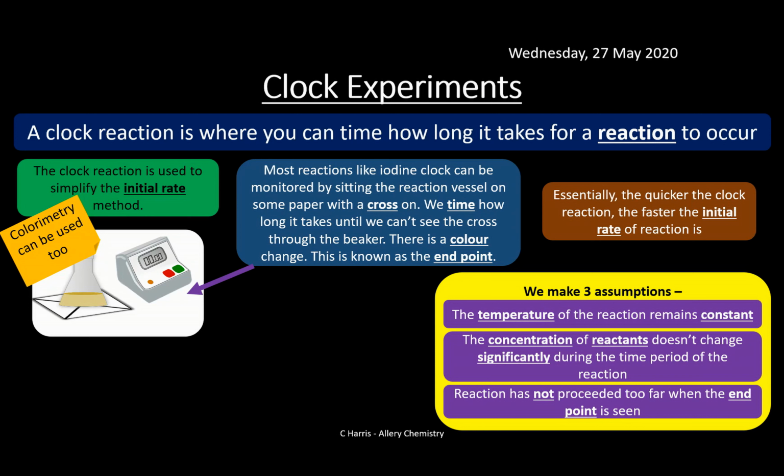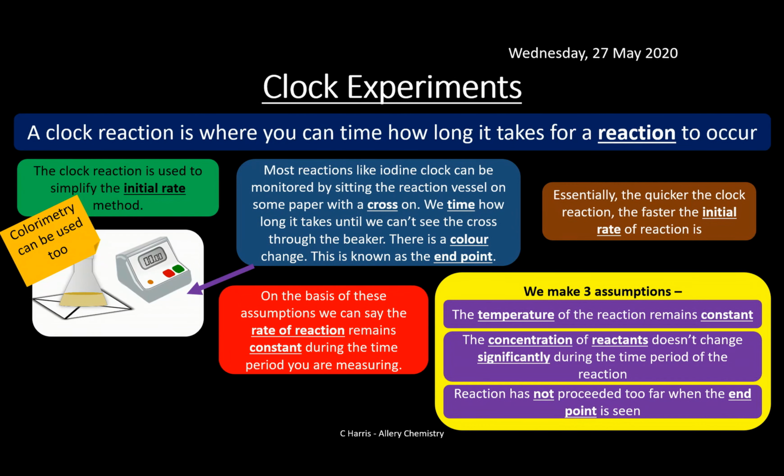The concentration of reactants doesn't change significantly. So in other words, the amount of reactants and products remains pretty much unchanged, so we can exclude that element as well. And also the reaction has not proceeded too far when the end point is seen. In other words, we're not overshooting it. So for example, if the end point has arrived sooner than what we actually observe, we assume that when we do observe that cross disappearing, that is the end point.